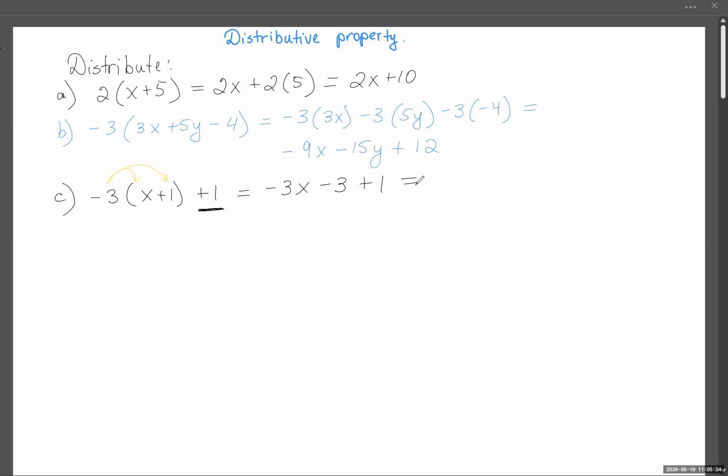What you do have now is like terms. -3 plus 1, you have to combine it for the problem to be completely done. So this is -3x, and then -3 plus 1 would be a -2. So now you distributed and combined like terms. So let's try that one more time.